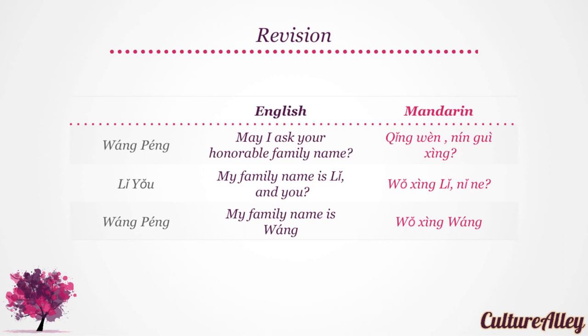Let's review the rest by simulating a conversation between Wang Peng and Leo. We will first converse in English and then in Mandarin. May I ask your honorable family name? My family name is Li. And you? My family name is Wang. Now let's see how this goes in Mandarin. 请问您贵姓？我姓李，你呢？我姓王。Good job!